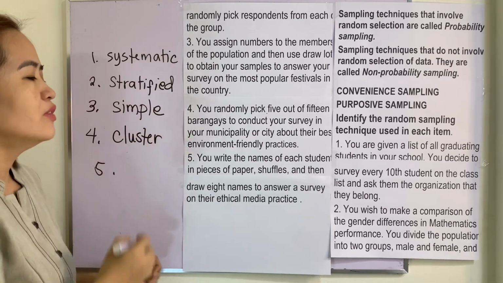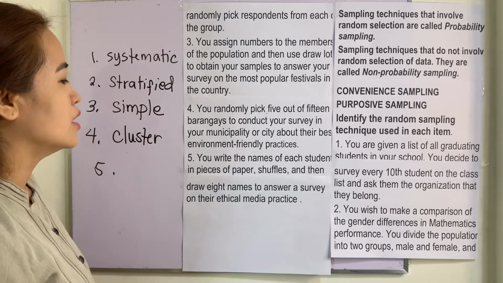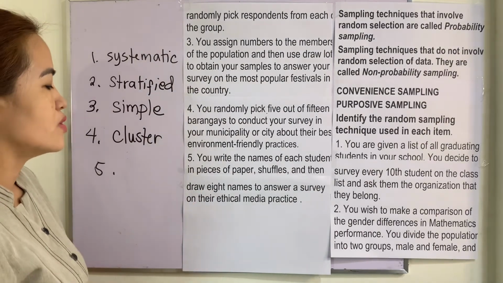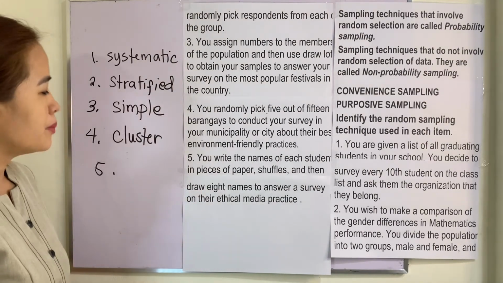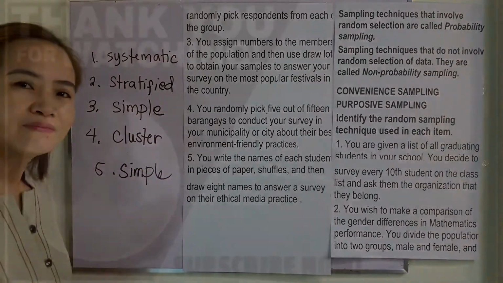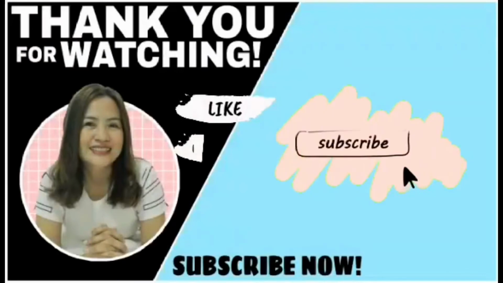And number 5, you write the names of each student on pieces of paper, shuffle, and then draw 8 names to answer a survey on their ethical media practice. This one is also simple.